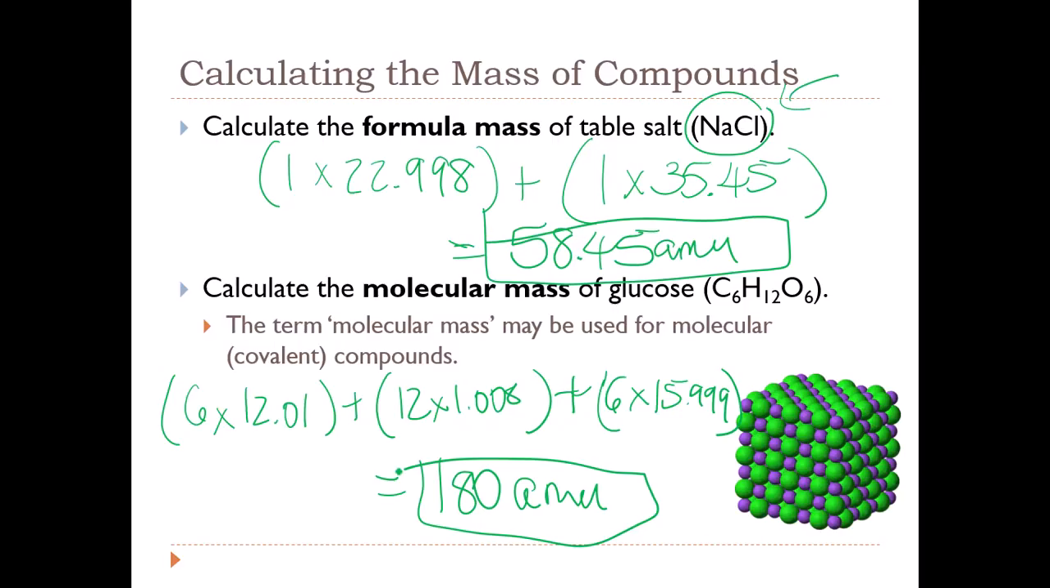So 180 AMU, and I'll just take a moment. So 6 times 12.01. And you could just fast forward through this part, but 6 times 15.999. Yes, about 180, 12 times 1.008. Yeah, 180.15 approximately. So hopefully you got that value.